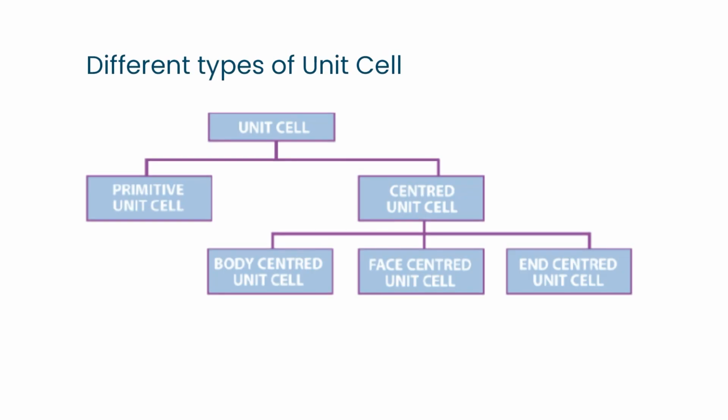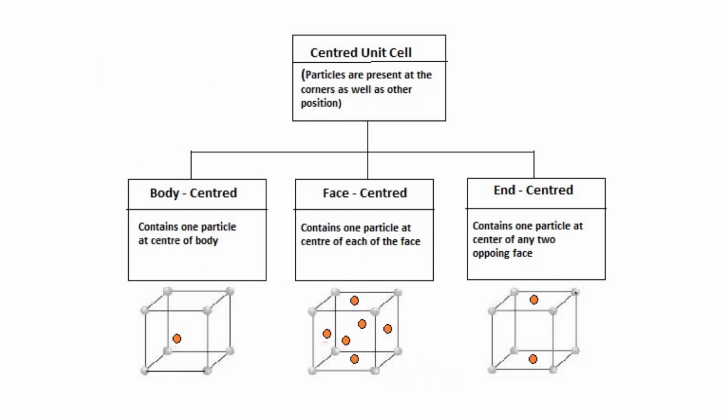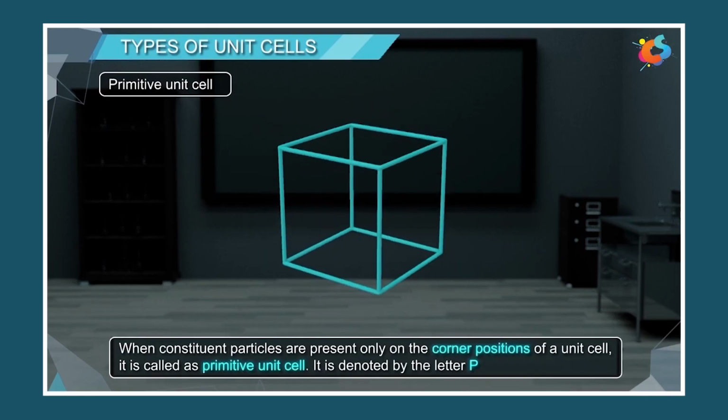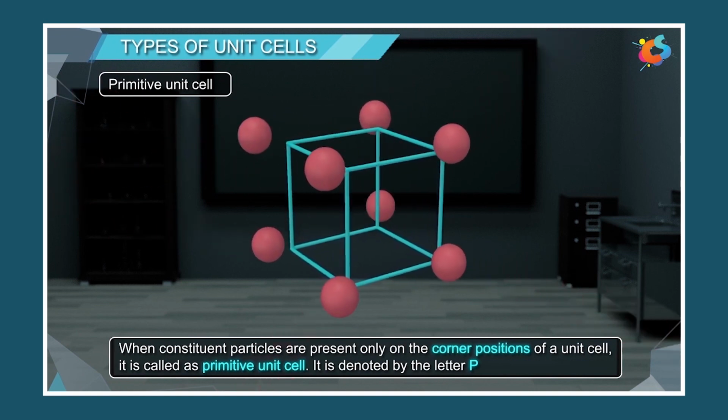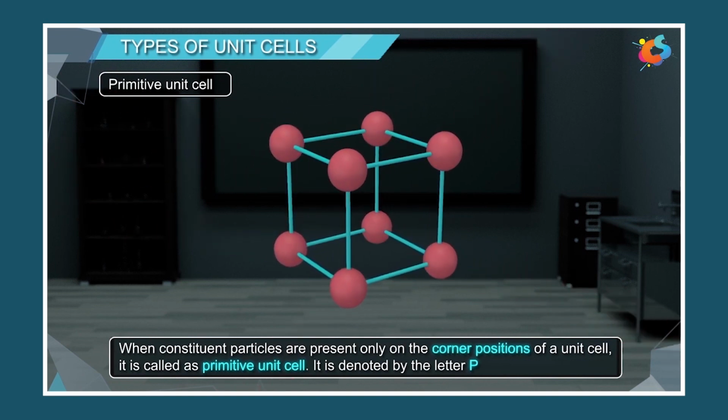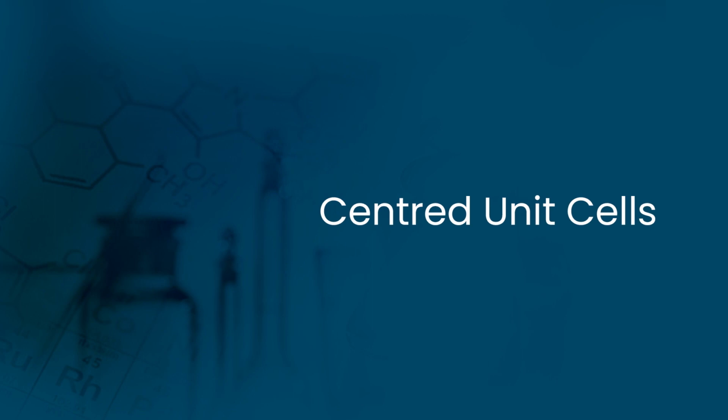Now, let us discuss the different types of unit cell. As shown in the figure, the unit cell is classified into primitive unit cell and centered unit cell based on the position of constituent particles. The centered unit cell is further classified into 3: body centered unit cell, face centered unit cell and end centered unit cell. When the constituent particles occupy only the corner positions of a unit cell, it is known as a primitive unit cell and it is denoted by the letter P. Centered unit cells: when the constituent particles occupy other positions in addition to those at corners, it is known as a centered unit cell.